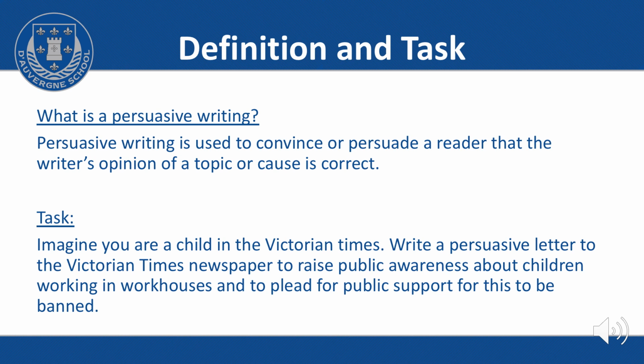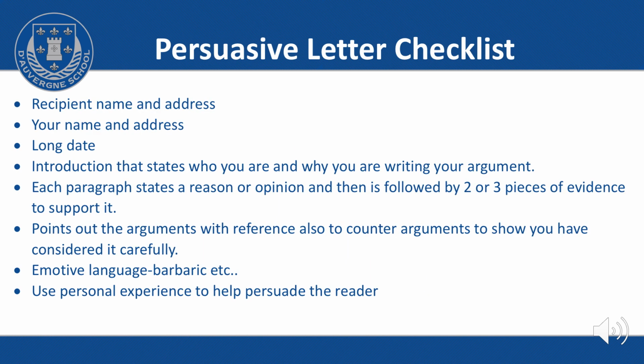So this task links in to the book that you're currently reading, Street Child. So let's have a look what we need in our persuasive letter. We need the recipient name and address, your name and address, the long date. Now on your Google Classroom you'll see that there's an attached template that you can use that's got the newspaper address in and you can add in your own bits. You need an introduction and this needs to state who you are and why you are writing to the newspaper and what your argument is.